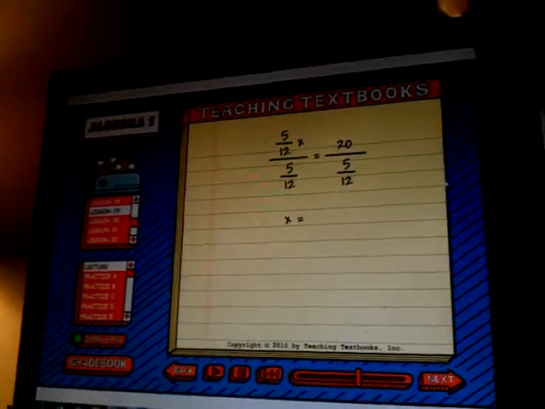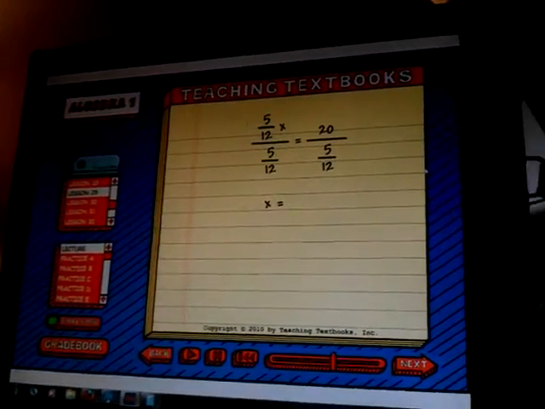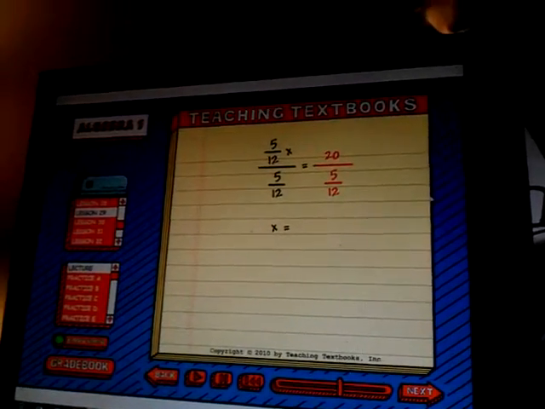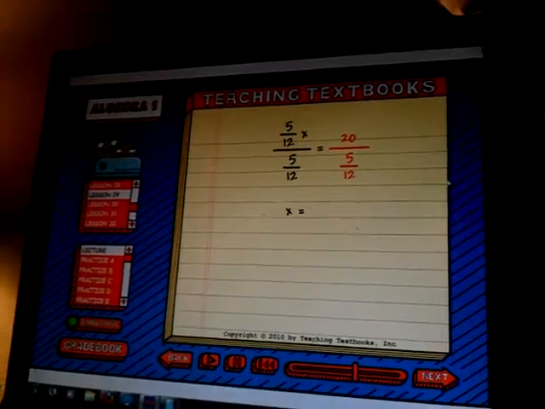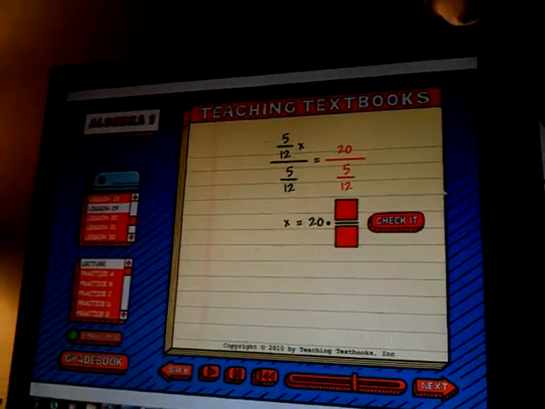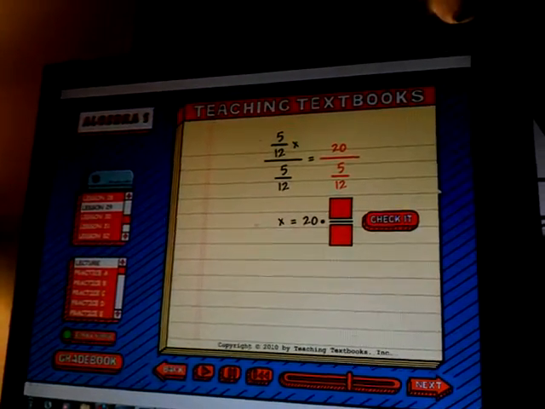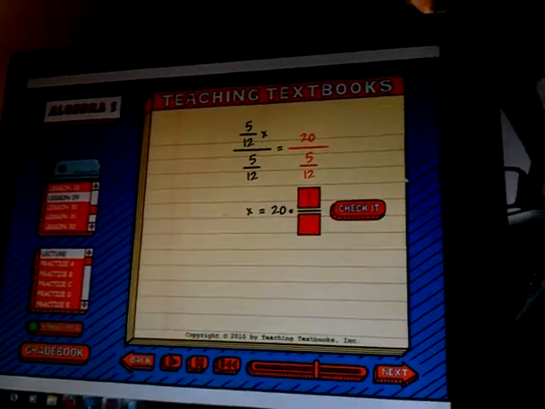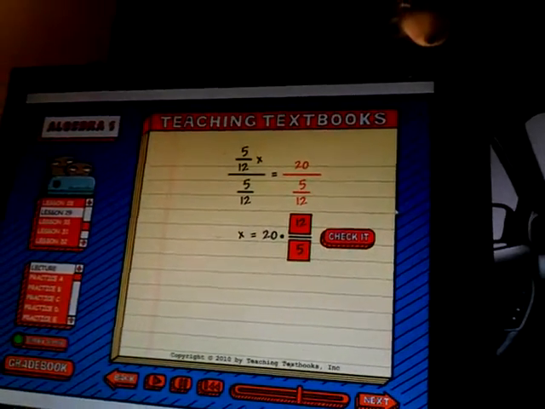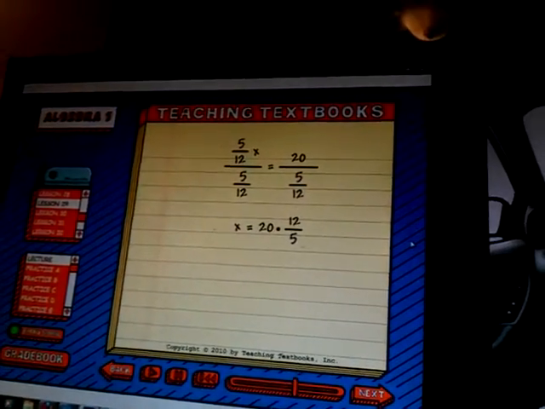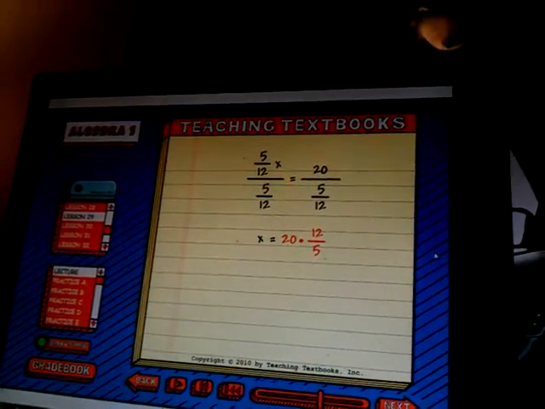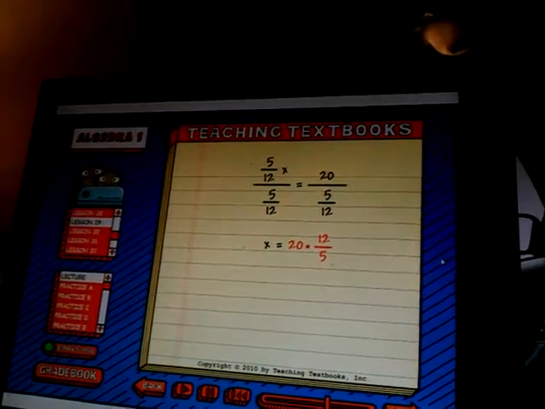Good. And then the next step is we need to do the calculation on the right. We need to invert and multiply here. Why don't you do the inverting step? So just flip 5 twelfths. Instead of being divided by 5 twelfths, it's times 12 fifths. Good. Now go ahead and multiply these, and make sure you reduce your answer fully.